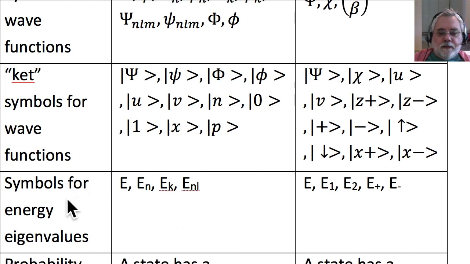Now we also have symbols for energy eigenvalues. We always use capital E for energy, but we can have a subscript n, an integer subscript, for discrete energy levels, or a subscript k for continuous energy levels, or we can have multiple subscripts. For the energy levels of an electron in a hydrogen atom, we have two integer subscripts, and an L. For spin energy eigenvalues, we could use E or E sub 1 and E sub 2. There will be two energy eigenvalues for electron spin. Or we can use E plus and E minus to mean the more positive energy eigenvalue and the more negative energy eigenvalue of the two.